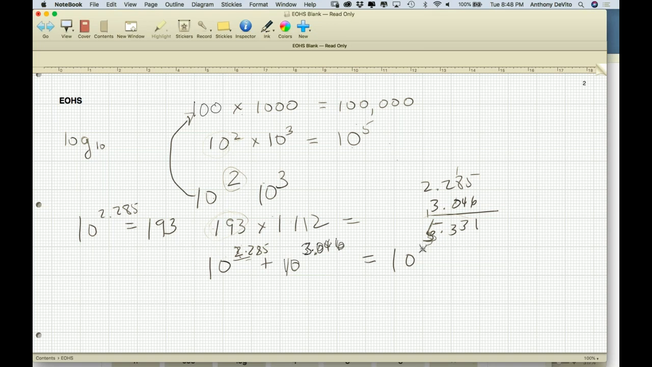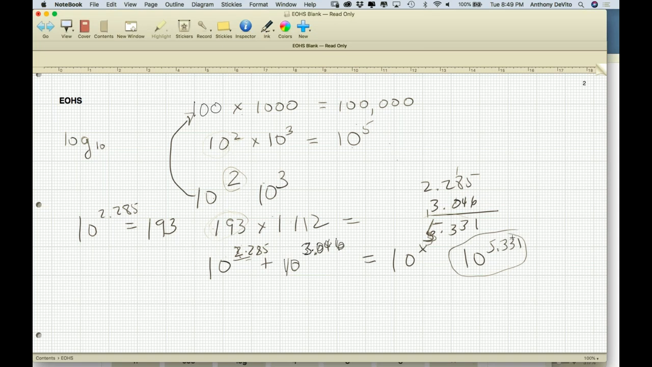That's the logarithm of the number, which is the answer for 193 times 1,112, right? So now I know the number that I'm looking for is 10 to the 5.331. So now I have to turn that from a logarithm back into a real number, right? So how do I do that? Well, now I have to go backwards.